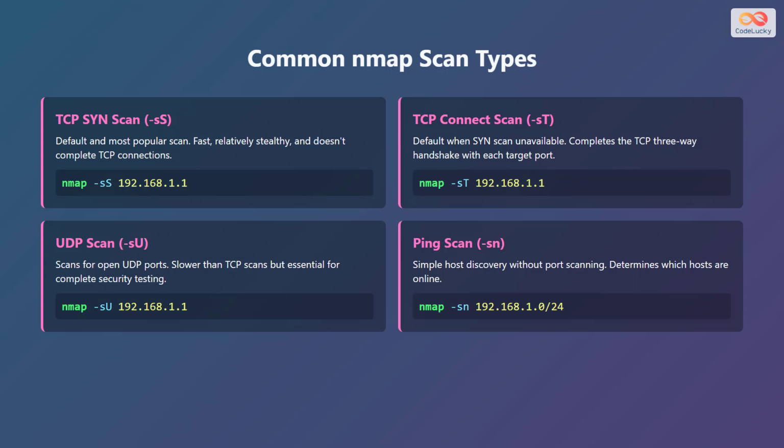Lastly, there's the ping scan, indicated by -sn. It's a simple host discovery method that determines which hosts are online without port scanning. Use nmap -sn, followed by the target subnet, for example, 192.168.1.0/24.